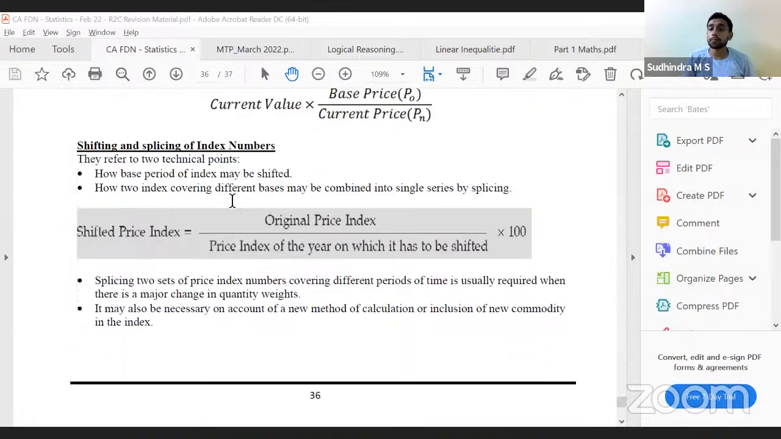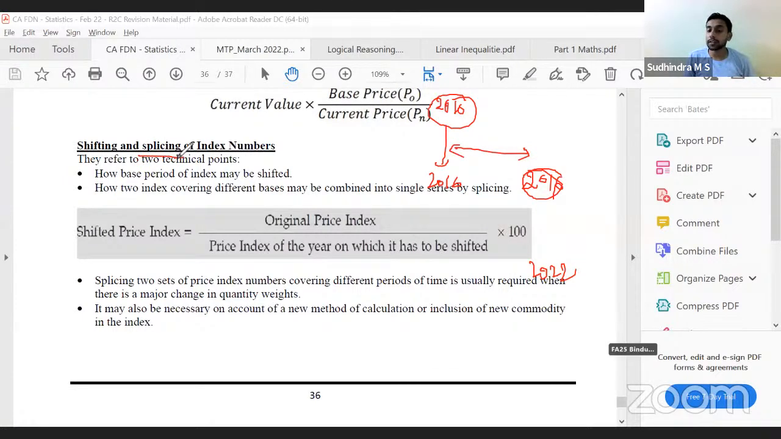Next is shifting and splicing of index numbers. So what happens in shifting and splicing? Shifting of index numbers is, now we are following the base year of 2010. Now I want to change the base year to 2016. This is shifting of index numbers. Splicing is, I have one set of index numbers from 2010 to 2016 with base of 2010, and another set of index numbers from 2016 to 2022 with base as 2016. Now we have to merge both. That is called splicing of index numbers. So how do we shift and splice?